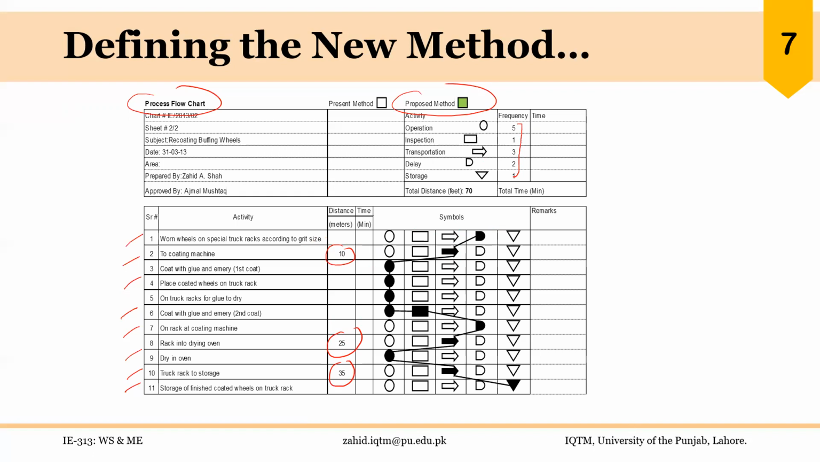But the point that I want to emphasize here is that the charts and diagrams that we discussed during our discussion on tools to collect information related to a process can be used to define the process as well. So here is the example of a flow process chart, but we could use a two-handed chart if it is appropriate. We could use a SIMO chart, we could use a flow diagram as well. So all those charts and diagrams, if relevant, can be used to define a newly developed or an improved method as well.